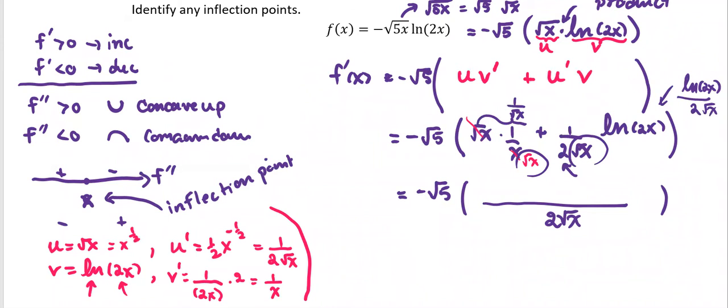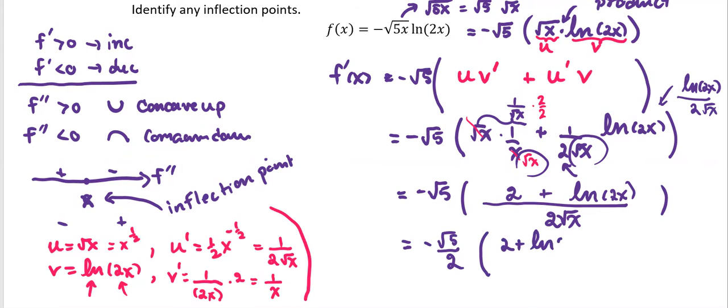And the second term is the natural log of 2x divided by 2 times square root x. The common denominator is 2 square root x, so make the first term have the same denominator. Multiply 2 top and bottom. And then the numerator: the first term is 2, the second term is the natural log of 2x. Then I can see the number 2 here can be moved outside to join square root 5. So negative square root 5 over 2. Inside, I have 2 plus the natural log of 2x divided by square root x. And this is my f prime.